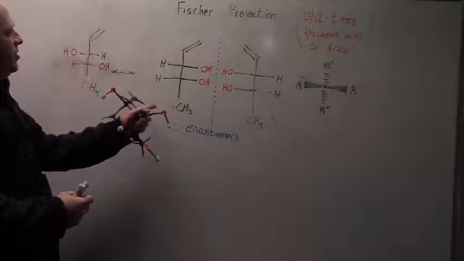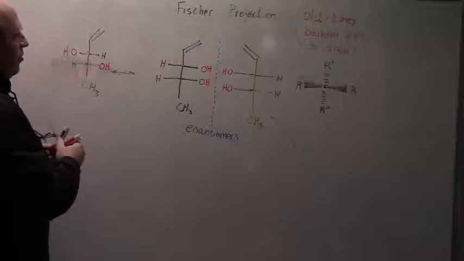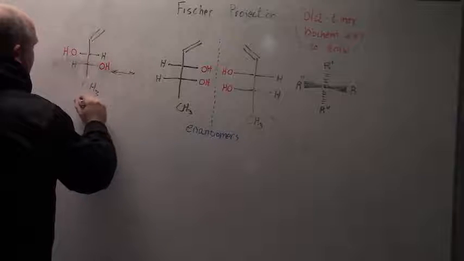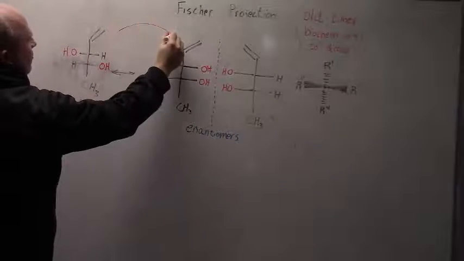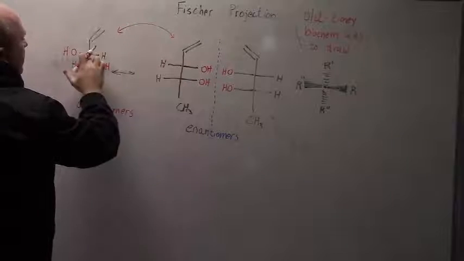What is the relationship between these two molecules? Well, I have flipped one stereogenic center, but not both. Therefore, they are diastereomers of each other. And that's obviously true for these two, which is how I generated it. I'm keeping this OH the same side, but flipping this stereogenic center.